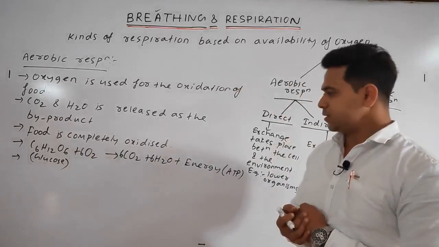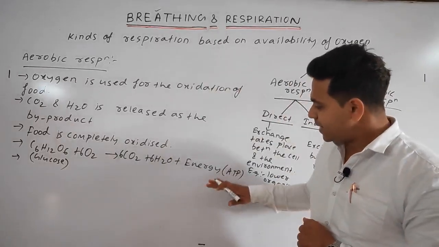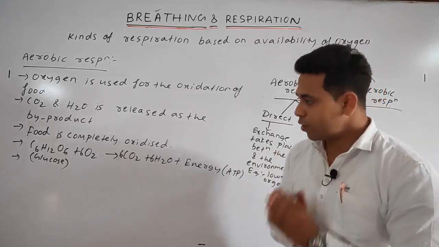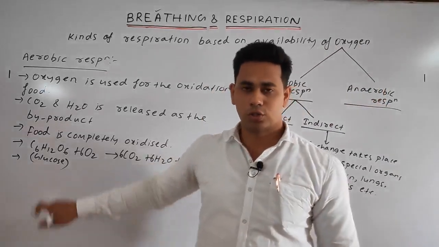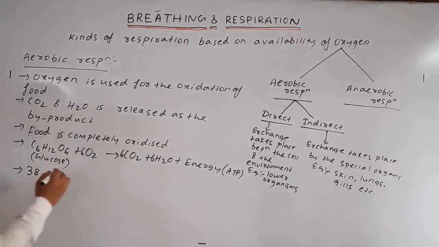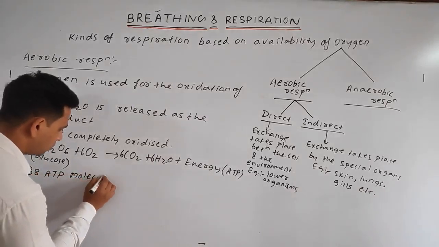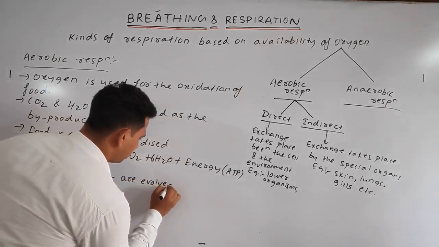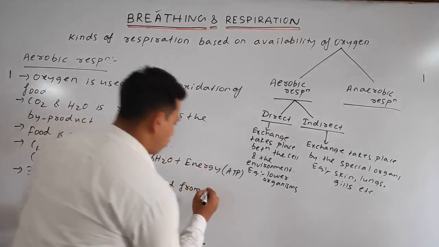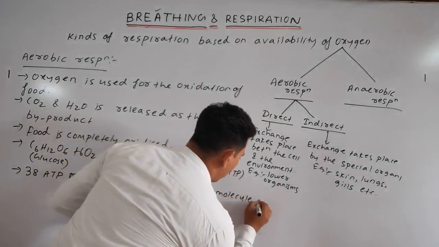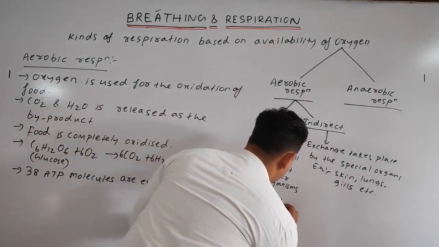So our answer is, in the case of aerobic respiration, 38 ATP molecules are evolved from one molecule of glucose. Okay, always remember this important point: 38 ATP molecules are evolved from one molecule of glucose.